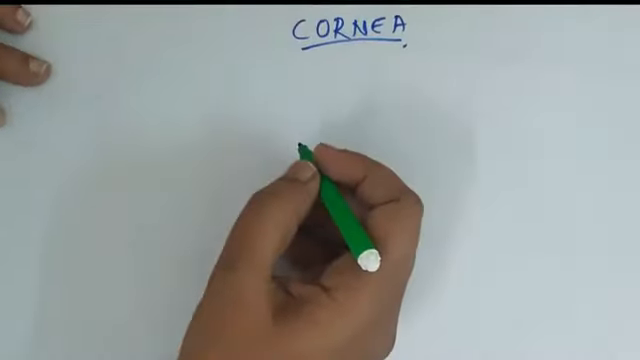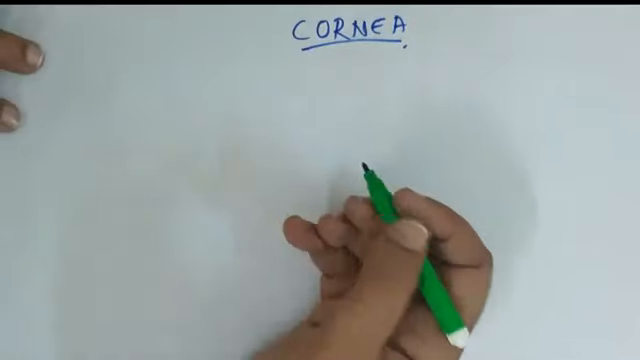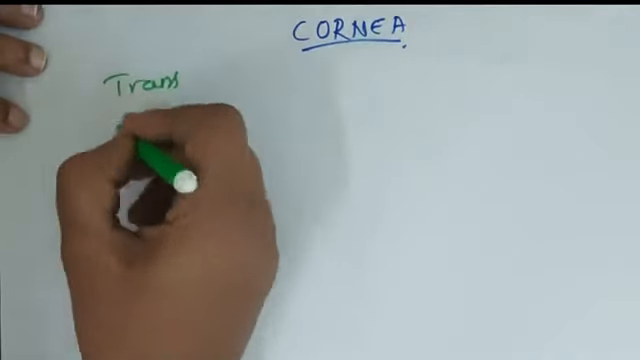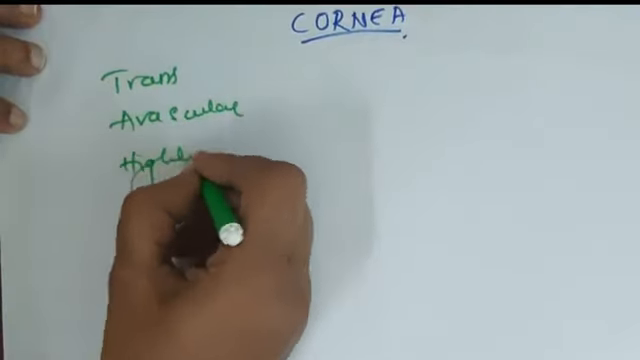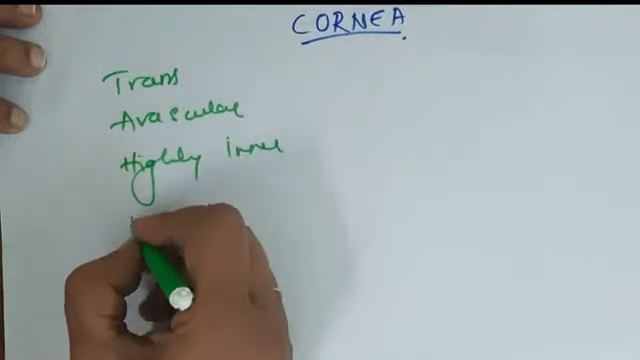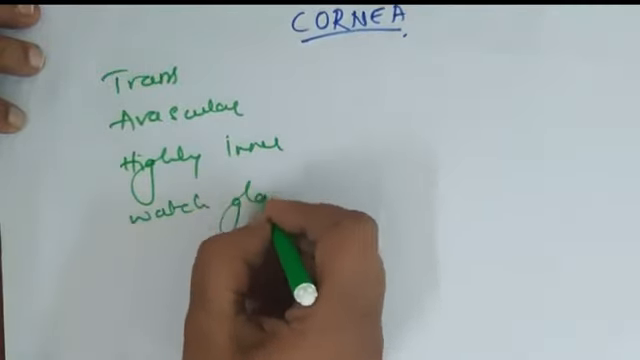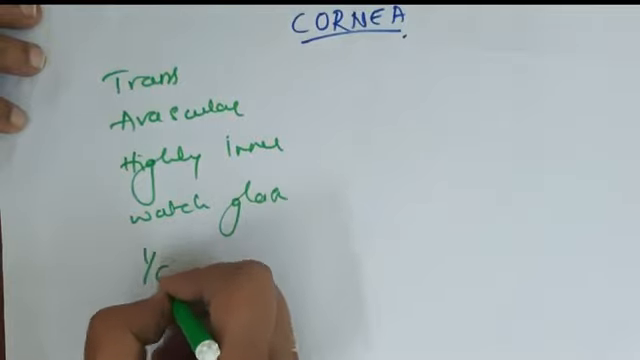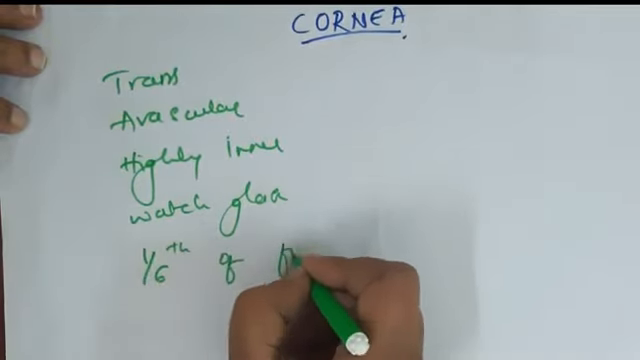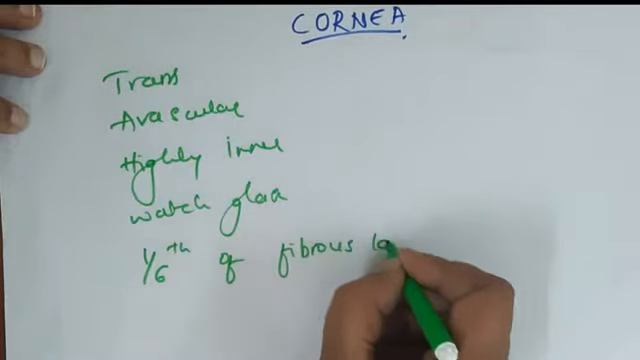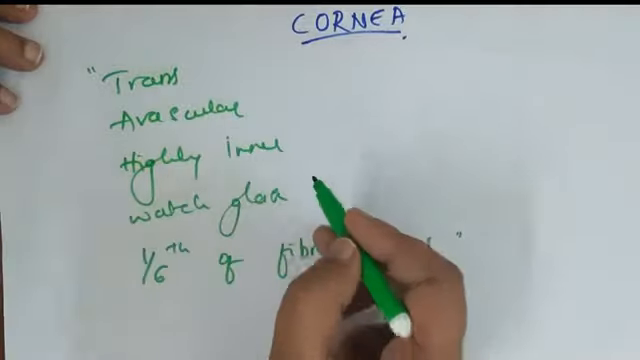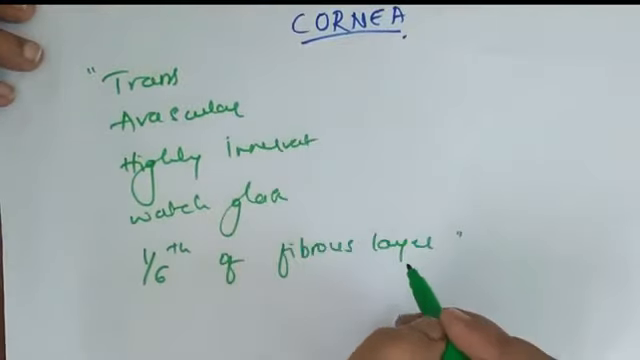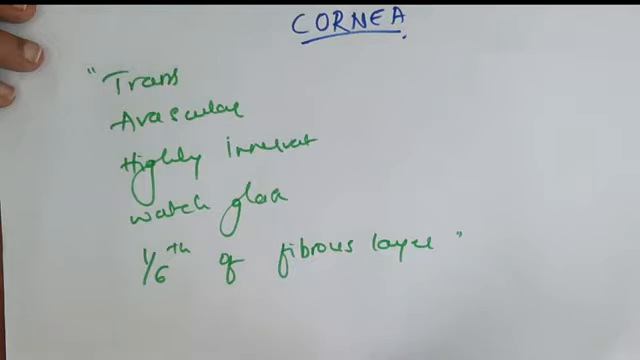So what is the cornea? As all of you know, it is a transparent, avascular but highly innervated, it has a very rich nerve supply, watch glass like structure, which occupies the anterior 1/6 of the outer fibrous layer of the eyeball. So this is the definition, or this is how you describe the cornea: transparent, avascular, highly innervated, watch glass like structure which occupies the anterior 1/6 of the fibrous layer of the eyeball.